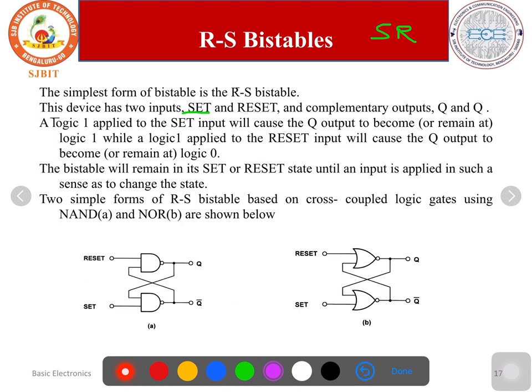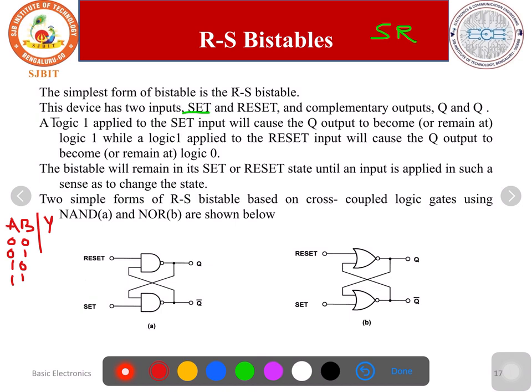So let us discuss the NAND gate RS bistable. Before going to the analysis, let us recall the NAND gate truth table. If you remember, we had two inputs A, B and one output, let us say Y. So we had four combinations: 0 0, 0 1, 1 0 and 1 1.